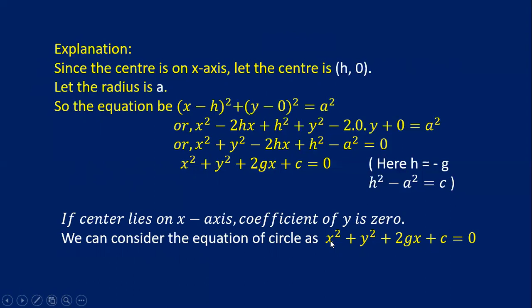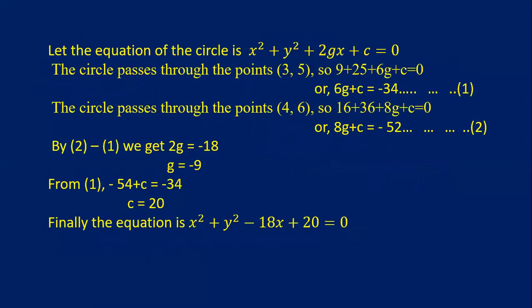Now see why we are thinking on this, because we have 2 points: (3, 5) and (4, 6). And this is our equation. If we can find out g and c, we will be able to find the equation. So let us put this point on the circle. We get 9 plus 25 plus 6g plus c is equal to 0. So 6g plus c is equal to minus 34.